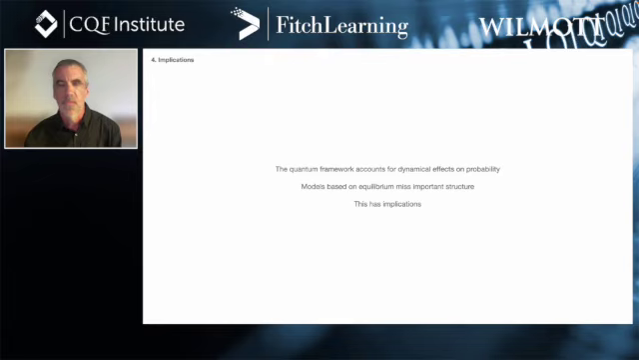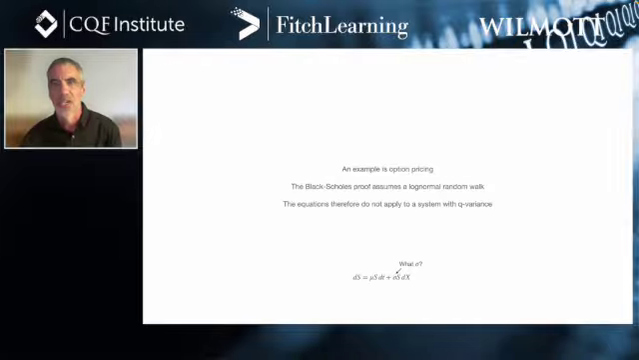Okay, so the quantum framework accounts for dynamical effects on probability. Models based on equilibrium miss important structures, which has implications. An example is option pricing. The Black-Scholes proof assumes a log normal random walk. The equations therefore do not apply to a system with Q-Variance. So if you look at your log normal random walk equations, there's a sigma, but what sigma?